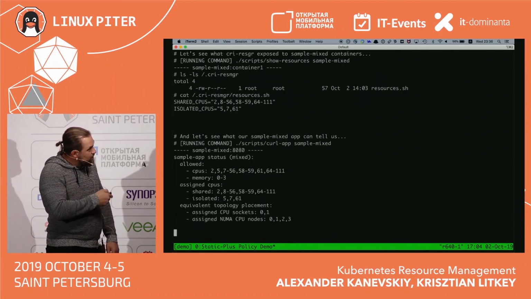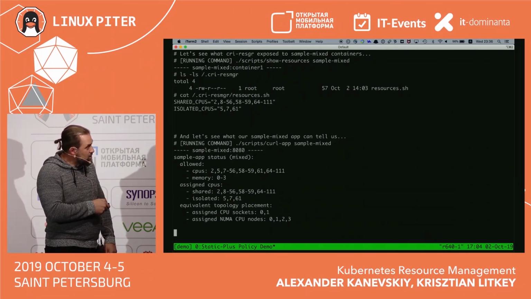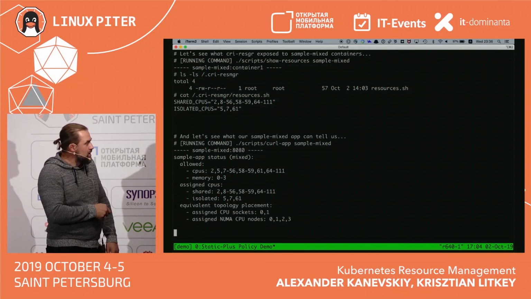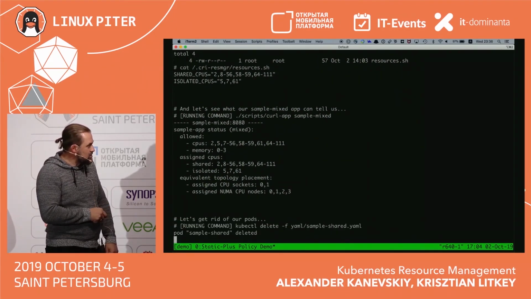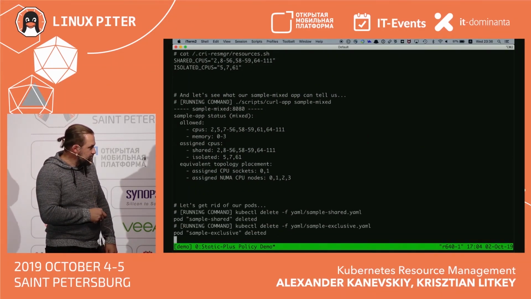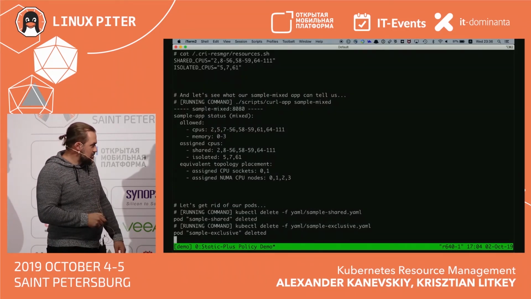So there you can see that it got assigned to the shared pool of CPUs, and it also got dedicated isolated CPUs, because we still had 3 left in the system, and it was asking for 3.5 CPUs altogether. So that's about this demonstration.